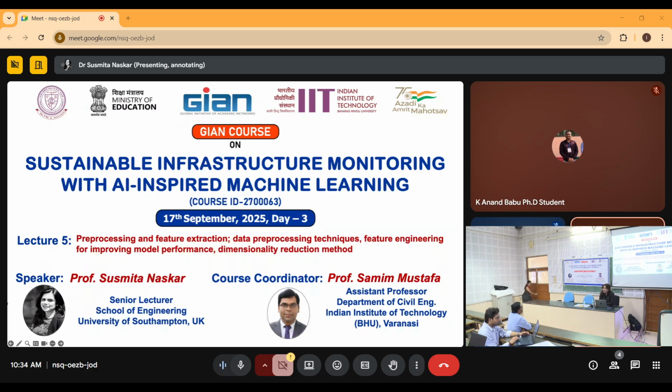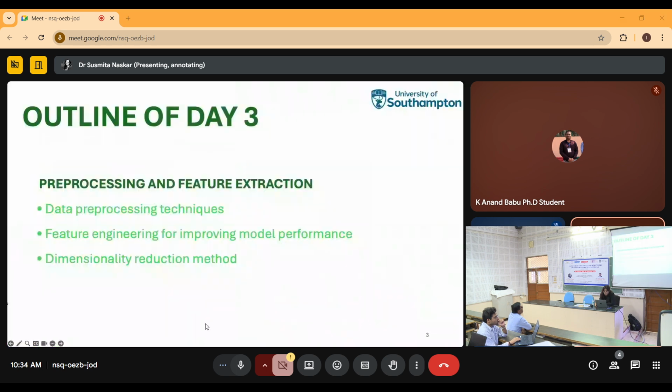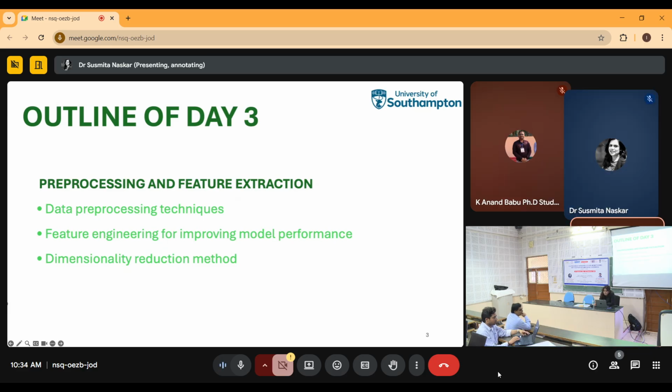Okay then, welcome everybody. Today is lecture 5, where we will be looking into pre-processing and feature extraction. We will also look into a few data processing techniques, and these are the main three outlines. If you follow the schedule, you can see that today we will be talking about a few of the data processing techniques, following what we discussed yesterday and some of the terms we discussed yesterday. So today is the day when we will talk a little bit about those.